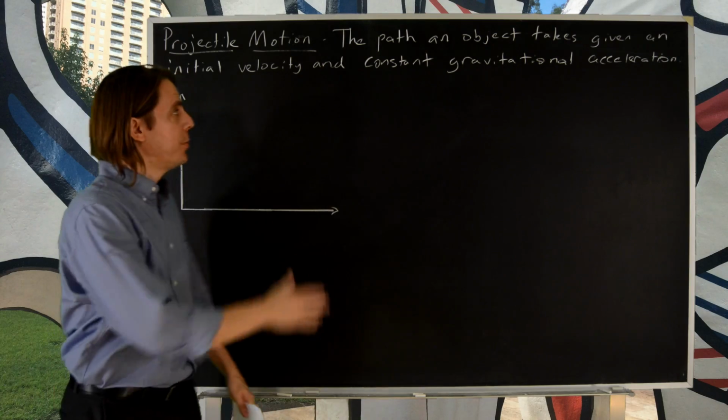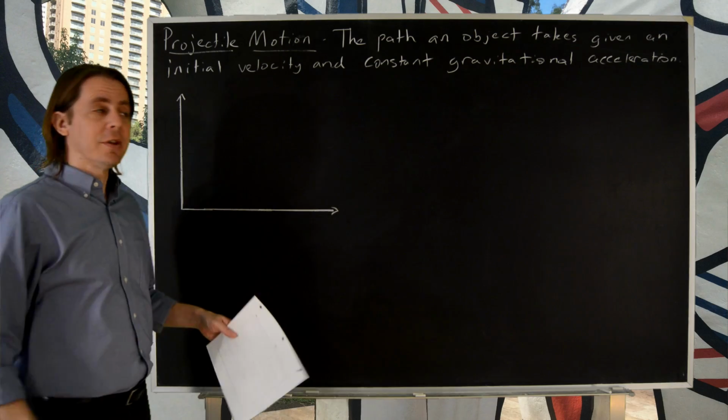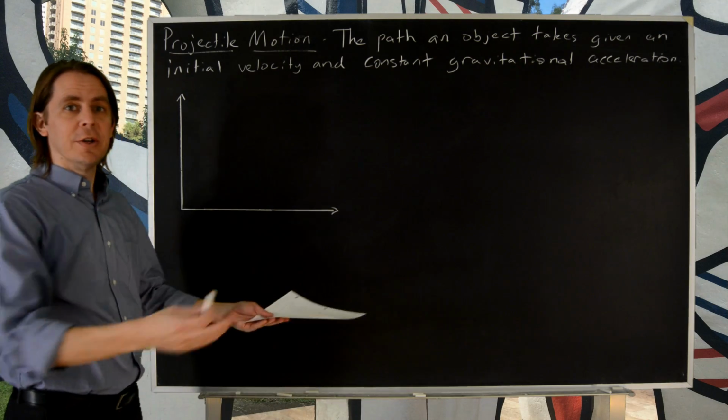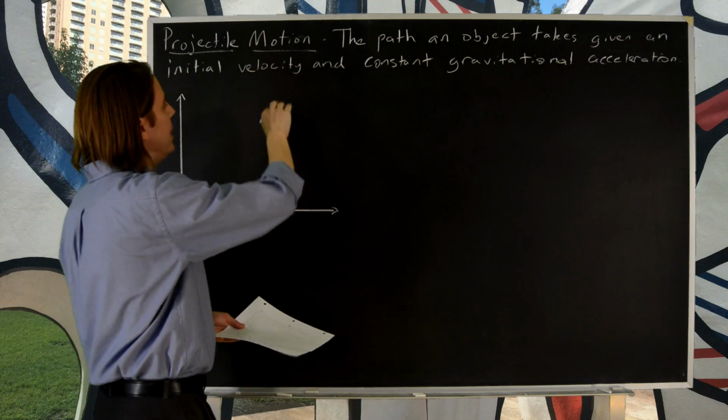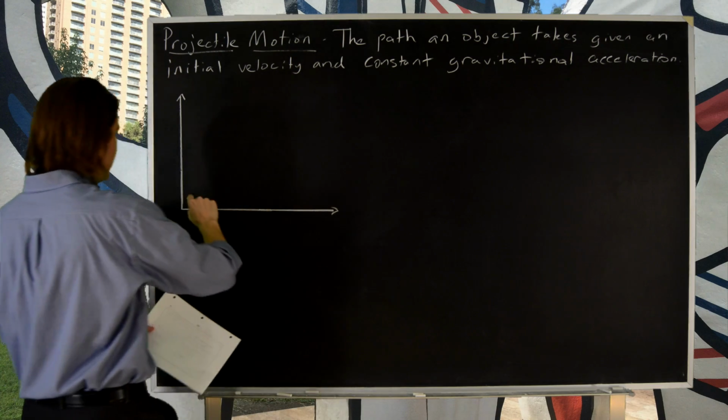You'll get a lot of questions about projectile motion when you study 2D kinematics. It is really just the path something takes when you throw it in a gravitational field. You give it an initial velocity, which means some speed and some angle, and gravity's pulling it down, and it makes a path kind of like this.